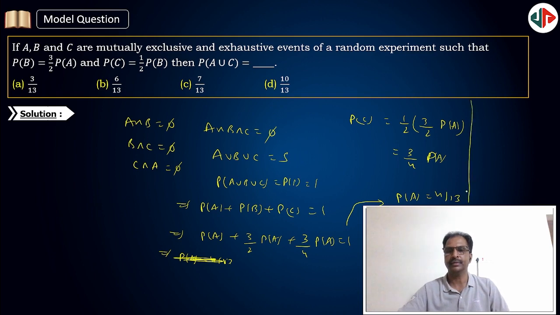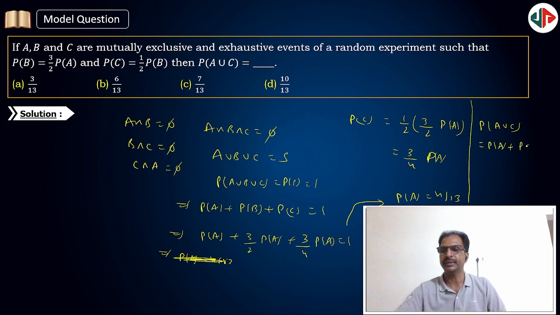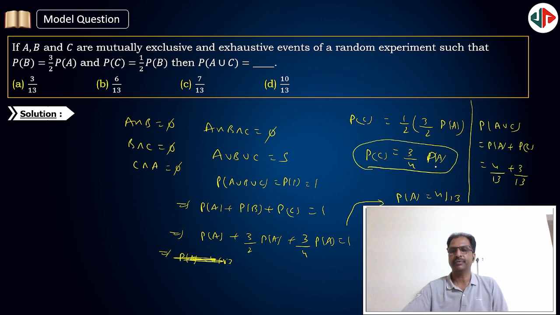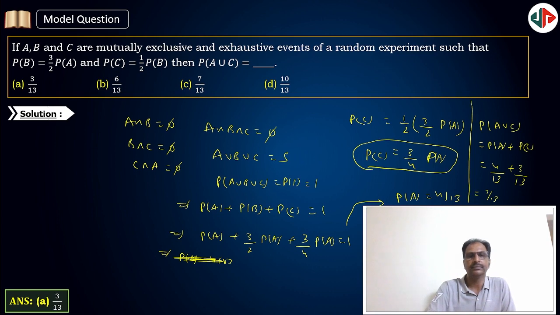And the question is finding P of A union C, which is P of A plus P of C, as the intersection is 0. P of A is 4 by 13. P of C will be 3/4 into 4 by 13, which is 3 by 13, because P of C is 3 by 4 times P of A. So final answer is 7 by 13. Option C. Option C is correct.